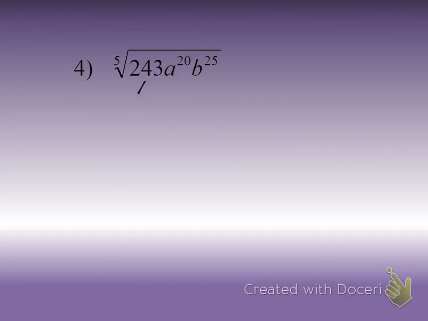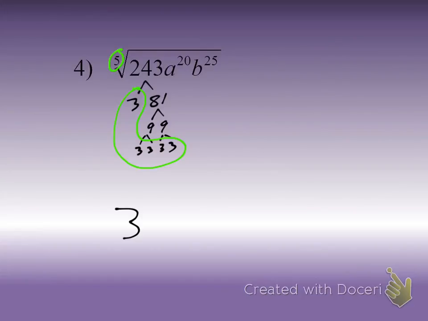So do 243 with 3 and 81. 81 goes 9 and 9. The 9s go 3, 3, 3, 3. Your index is 5. See that? So you need 5 3s before they come out as 1 3.